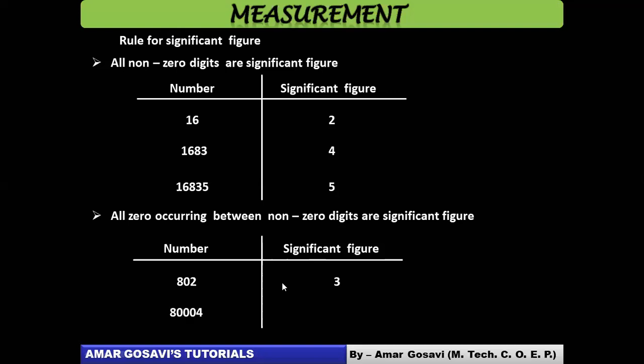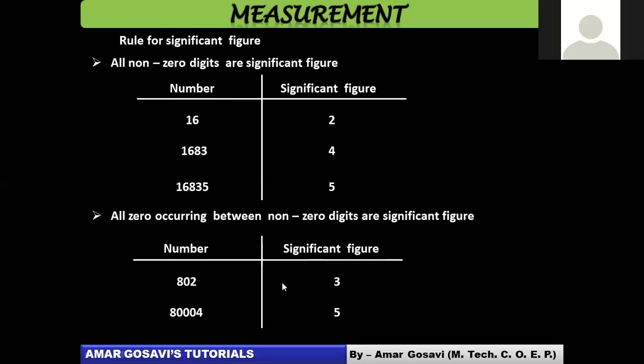Here you can see there are 3 zeros between 8 and 4. Because these zeros are between 8 and 4, they will be considered significant. Therefore, the total number of significant figures, can anybody, Ananya, can you unmute and say how many significant figures are there in this number? 8004. Anybody can unmute and speak. How many significant figures do you find in 8004? 5. Yeah, 5. There are 5 figures, right? So this is how you start working.